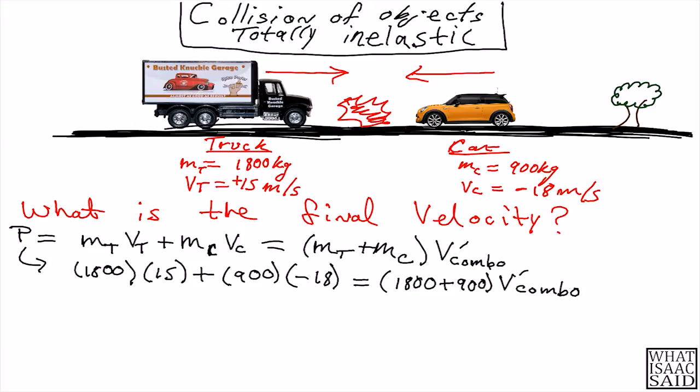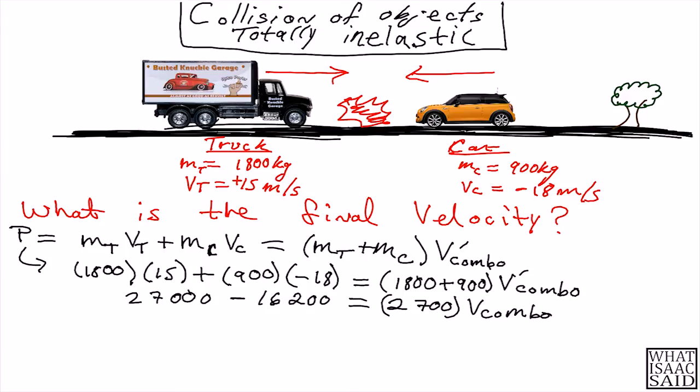So let's simplify our numbers. On this side we're going to have 1800 times 15, which gives us 27,000. 900 times minus 18 should give us minus 16,200. So let me rewrite that. Minus 16,200. And all of that is going to equal 1800 plus 900, which will be 2,700, times V combo.